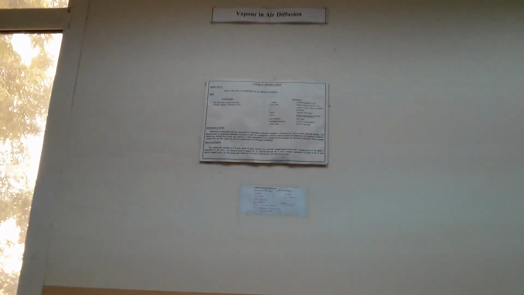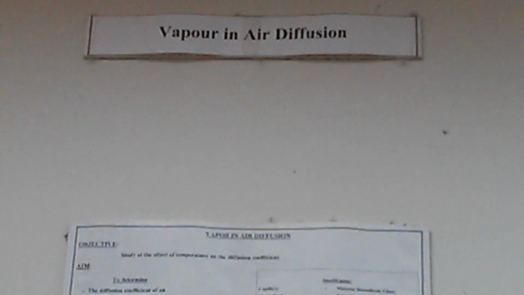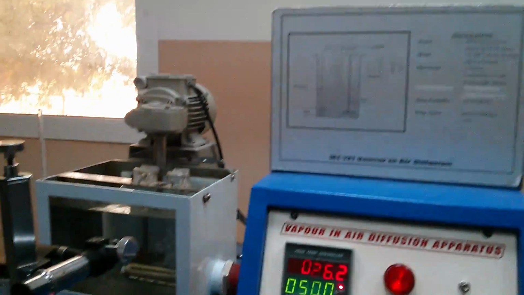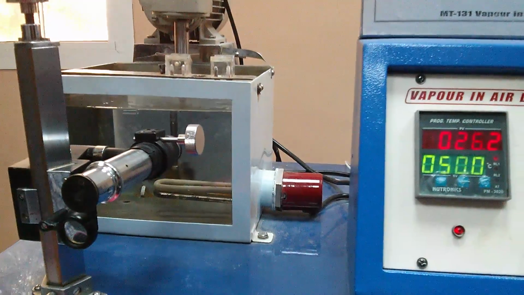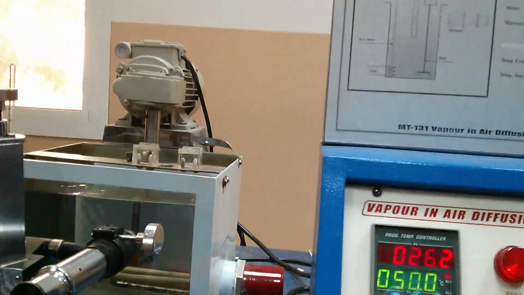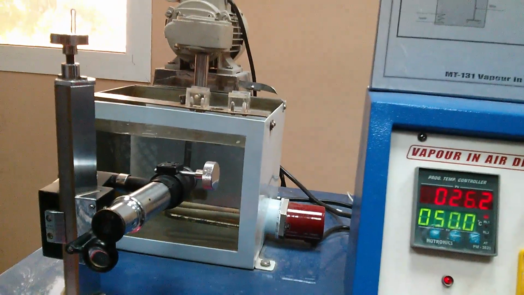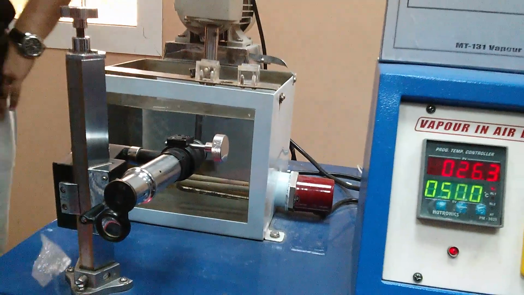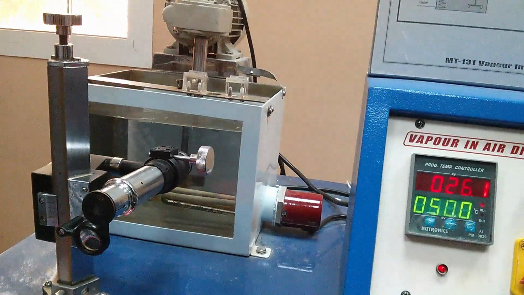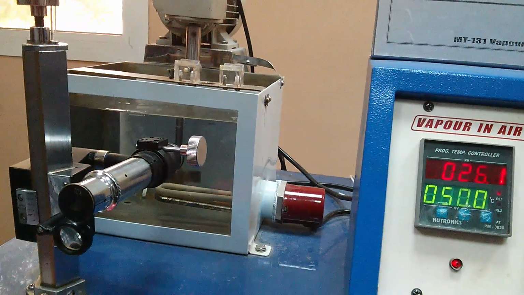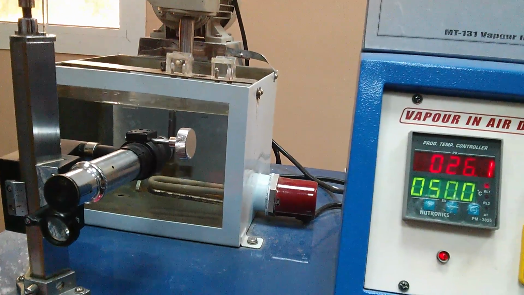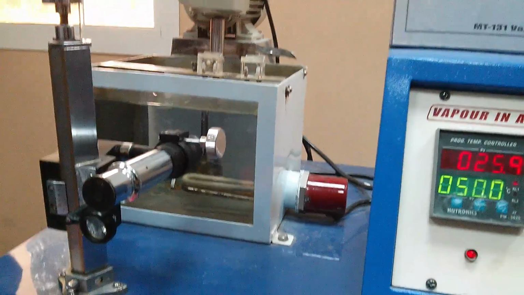So this experiment is the vapor in air diffusion apparatus. By conducting this experiment, we are trying to find out the diffusivity of acetone into air. Diffusivity is like thermal conductivity in heat conduction experiments.